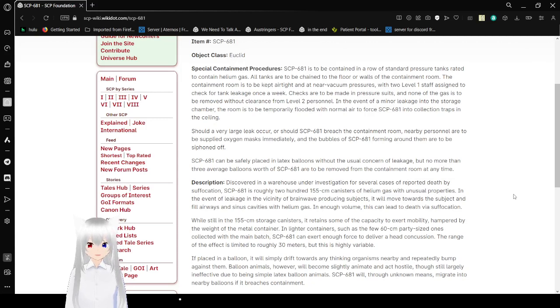Checks are to be made in pressure suits, and none of the gas is to be removed without clearance from level two personnel. In the event of a minor leakage into the storage chamber, the room is to be temporarily flooded with normal air to force SCP-681 into collection traps in the ceiling. Should a very large leak occur, or should SCP-681 breach the containment room, the nearby personnel are to be supplied oxygen masks immediately, and bubbles of SCP-681 forming around them are to be siphoned off.